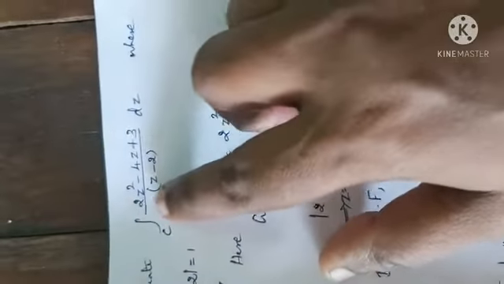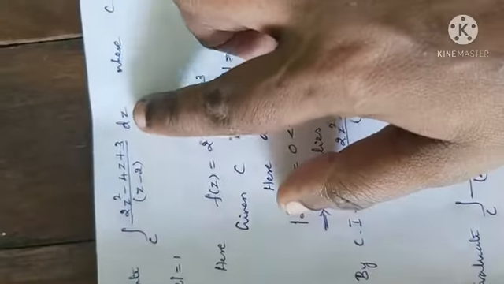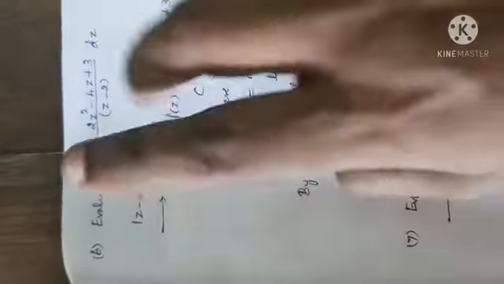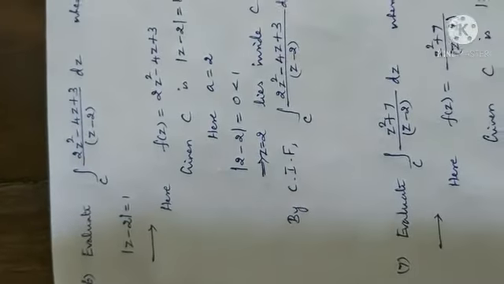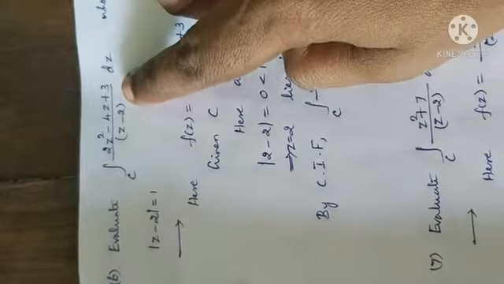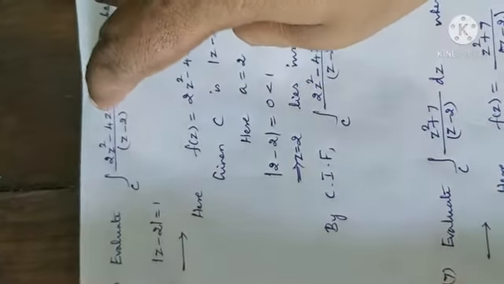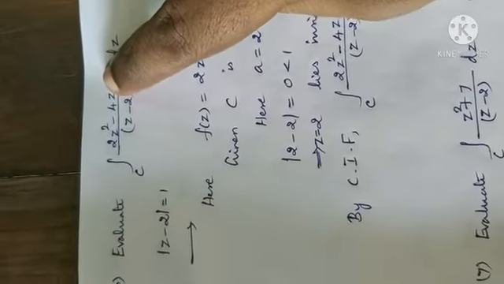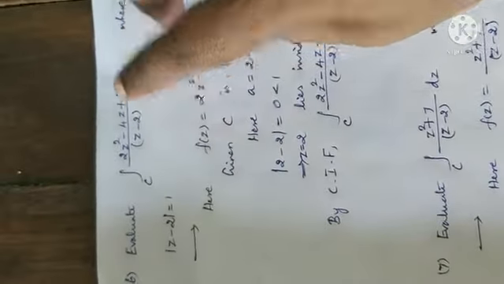This is the fifth problem. Evaluate the integral over c of (2z square minus 4z plus 3) divided by (z minus 2) dz, where c is the circle mod z minus 2 equal to 1. And listen here. When they ask you to evaluate, f of z will definitely be an analytic function. You need not test whether it is analytic or not. f of z is an analytic function.